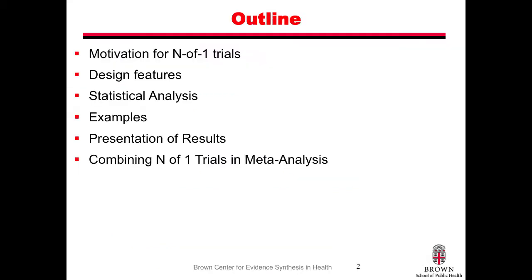So I'm going to start off by talking about what's the motivation for N-of-1 trials. Why might we do them? What are some of the unique features of them that differentiate them from other studies? A little bit about how you would analyze them, although I'm not going to get into a lot of details on the models. Talk about some examples that I've been working on, show you a little bit about how we might present results to patients, and then at the end I'll say a little bit about how we might combine them into a meta-analytic framework.